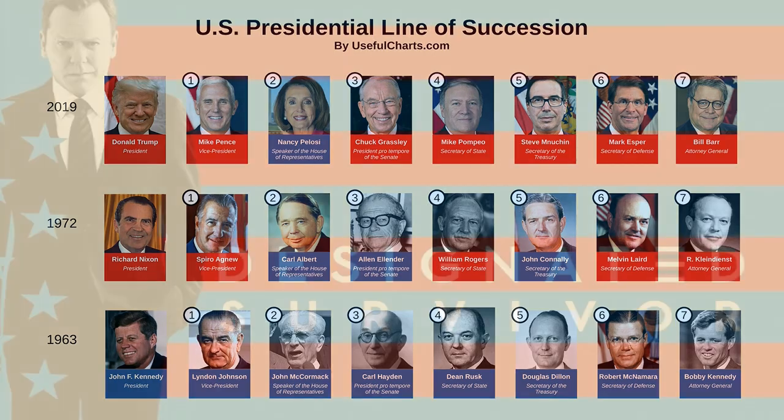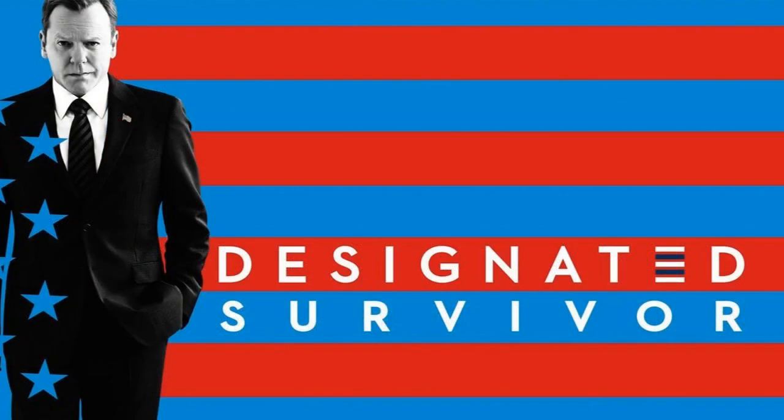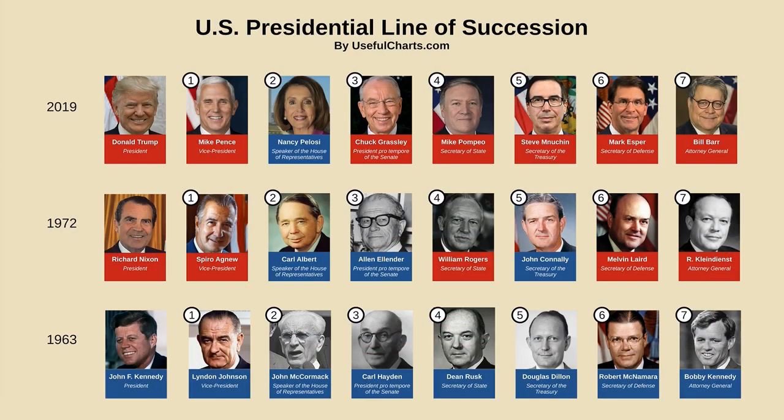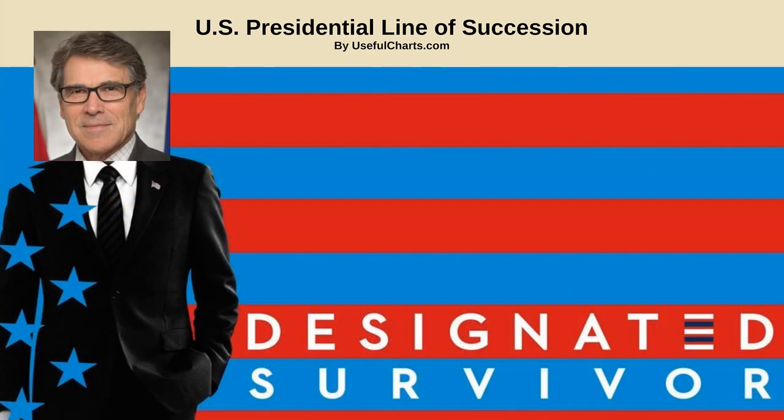There's a TV show called Designated Survivor in which the Capitol building gets bombed during a State of the Union address, and therefore everyone in the line of succession dies at the same time, except one person, the so-called designated survivor. Now, in case you're wondering if the designated survivor is actually a real thing, yes, it actually is. During the last State of the Union, Secretary of Energy Rick Perry was the designated survivor.